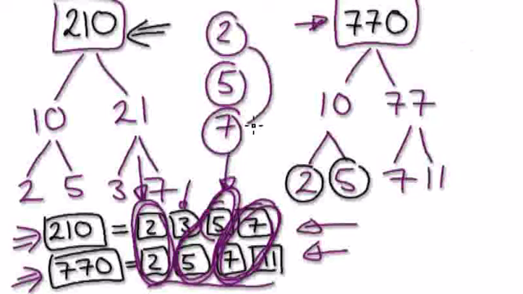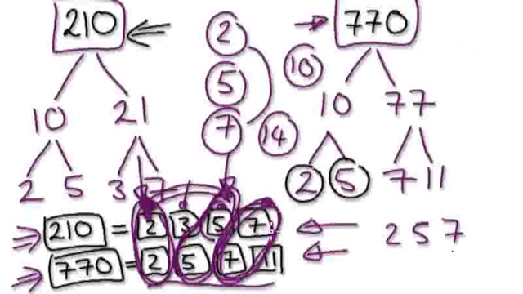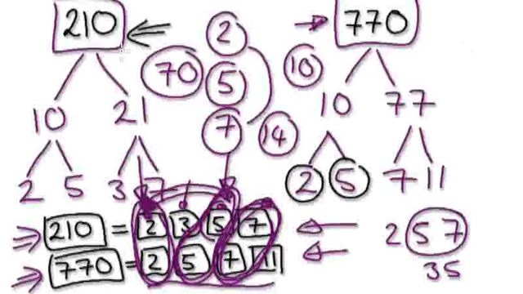By the way, you could now combine the 2 and the 7. You could say 14 is also a factor. You could combine the 2 and the 5 and say that 10 is a common factor. But if you want the highest common factor, then combine all 3 of them. So you've got a 2 here, a 5 here, and a 7 here. So let's combine all 3. 5 times 7 is 35, and then times 2 would be 70. So actually it's 70. That's the highest common factor.